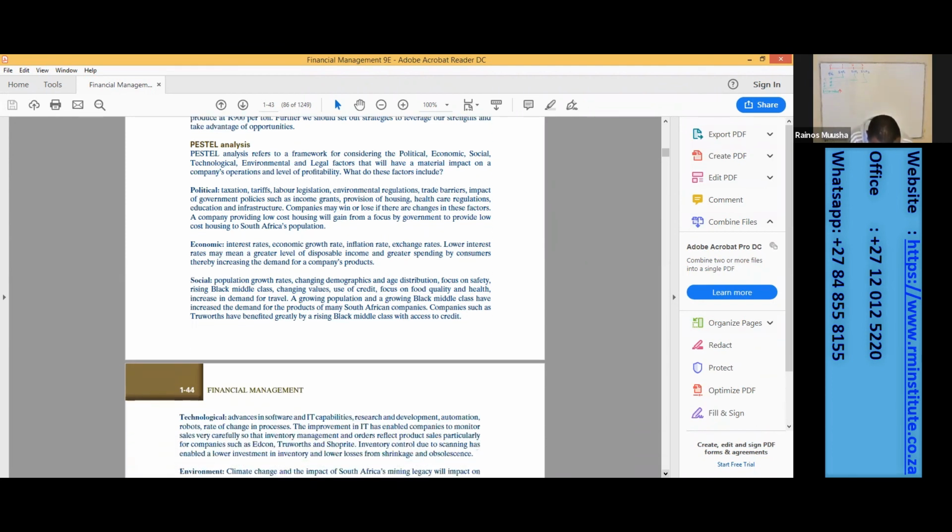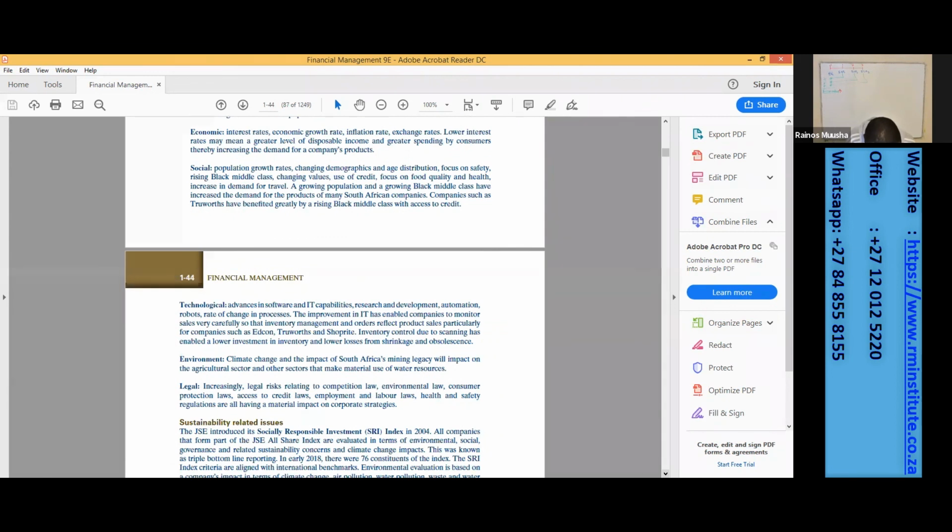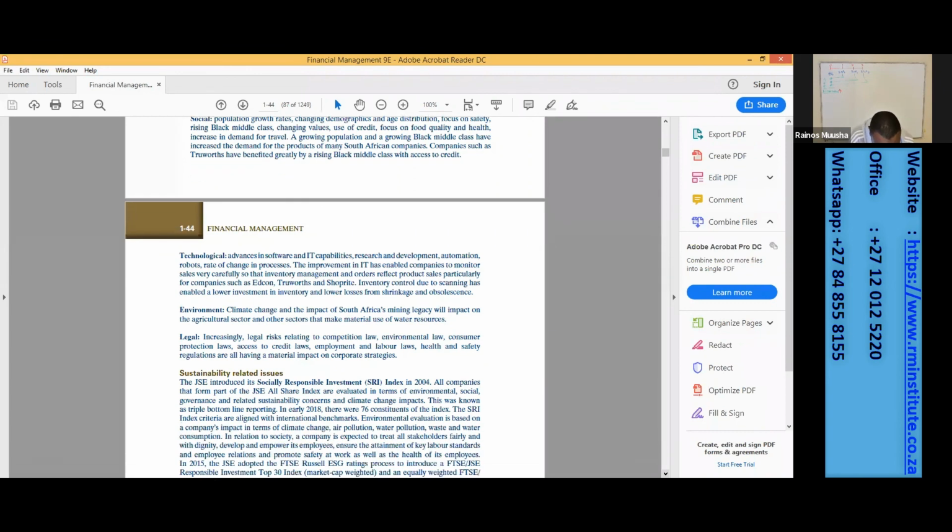Then there are also social factors, which look at population growth rates, changing demographics and age distribution, focus on safety, the rising black middle class, changing values such as credit, focus on food quality and health, and increasing demand for travel. So a growing population and a growing black middle class have increased the demand for the products of many South African companies as well. For example, companies such as Truworths benefited greatly from a rising black middle class with access to credit.